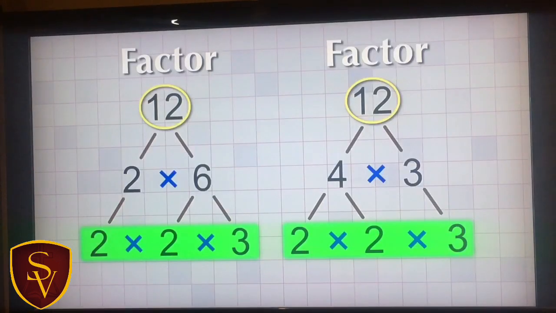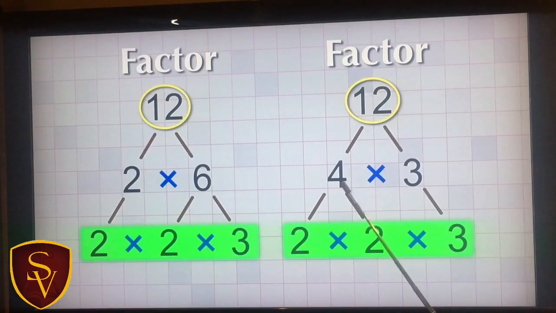Of course, there is not only one way to describe the factors. If we decided to use 6 times 2 equals 12, we can also use another factorization, which will be 4 times 3, which is going to give us 12 also. And let's see what's going to happen.